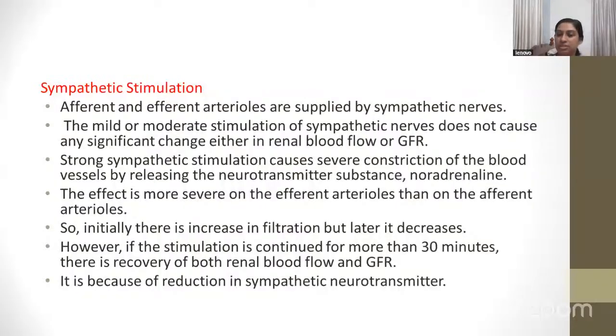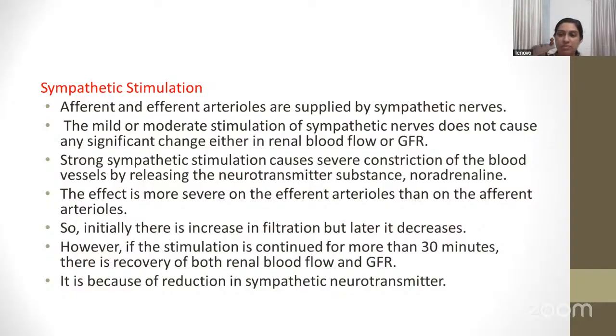However, if the stimulation is continued for more than 30 minutes, there is a recovery for both renal blood flow as well as the GFR. Okay. So, in case of strong sympathetic stimulation, there is alteration of GFR. GFR will be somewhat more in the initial stage, but after 30 minutes, it is restored.